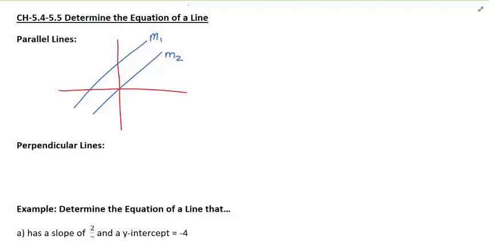I talked about the slope yesterday. It's how steep a line is, right? How steep are these two lines? Compared together, they're the exact same, right? So that means that their slope must be the same. So parallel lines have the same slopes, okay? So m1 is equal to m2. If you have parallel lines, their slopes must be the same.